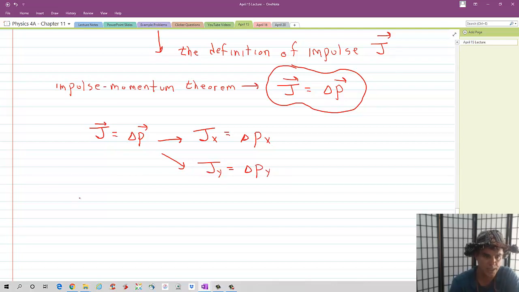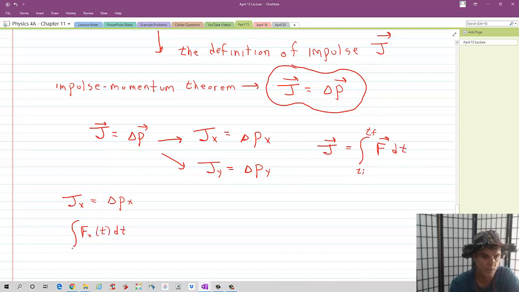Now the impulse is always equal to the integral of the force with respect to time from some initial time to some final time. So for example, let's look at this. Impulse in the x direction equals the change in momentum in the x direction. Well, the impulse in the x direction is the integral of Fx dt from some initial time to some final time. And my change in momentum in the x direction is my final momentum in the x direction minus my initial momentum in the x direction.